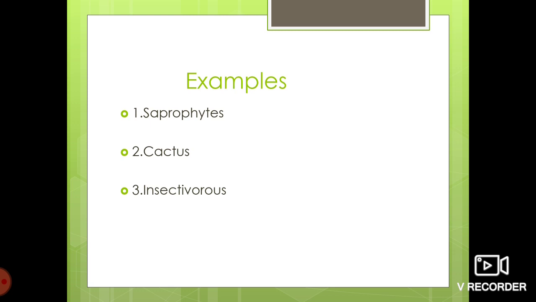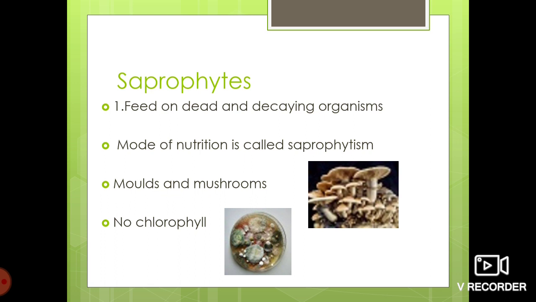Among these three, let us first discuss what saprophytes are. Saprophytes are the living organisms that obtain their nutrition by feeding on dead and decaying organisms. This mode of nutrition is called saprophytism, and the plants are called saprophytes. Molds and mushrooms are non-green plants because they don't have chlorophyll. Molds and mushrooms come in the category of saprophytes. Here are the images given. You can have a look at the given images.